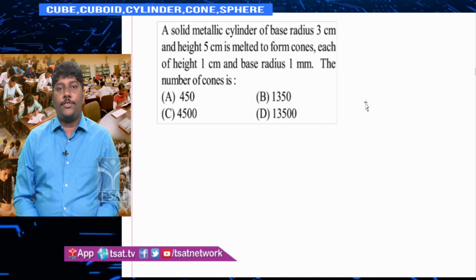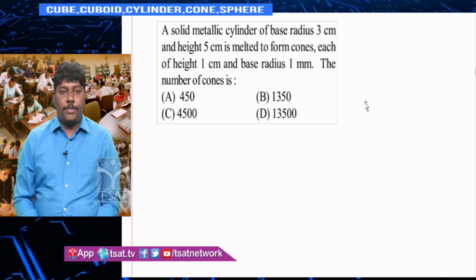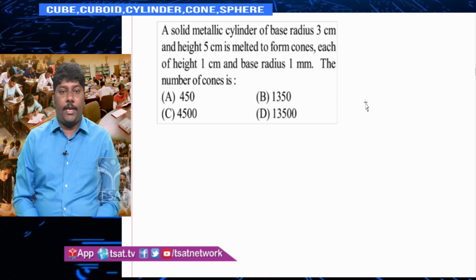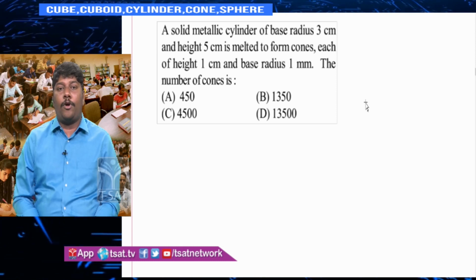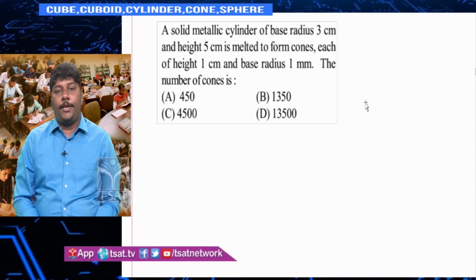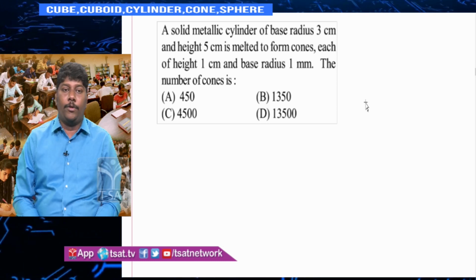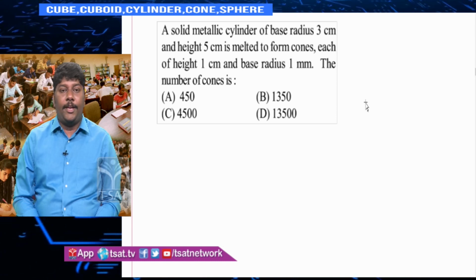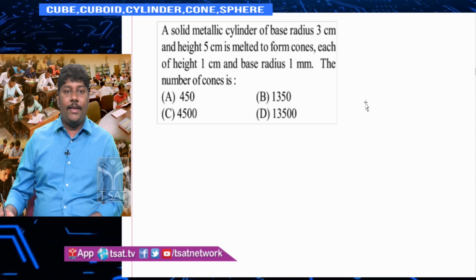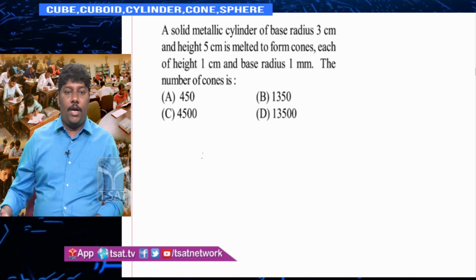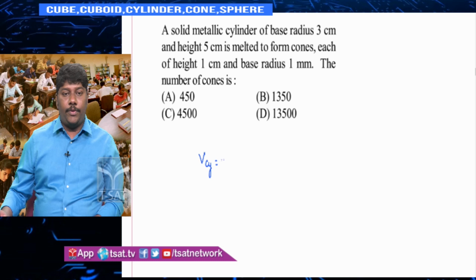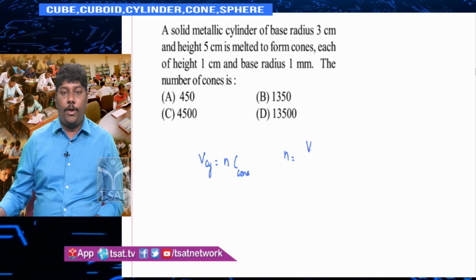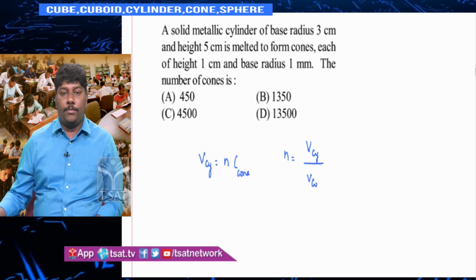Now look at the problems based on cylinders. The first problem: a solid metallic cylinder of base radius 3 centimeters and height 5 centimeters is melted to form cones. So this problem is related between the cylinder and the cone, each of height 1 centimeter and base radius 1 mm. Then find the number of cones. You are melting a cylinder and forming cones, therefore the volume of the cylinder is equal to n into the volume of a cone. So n is equal to the volume of the cylinder divided by the volume of the cone.